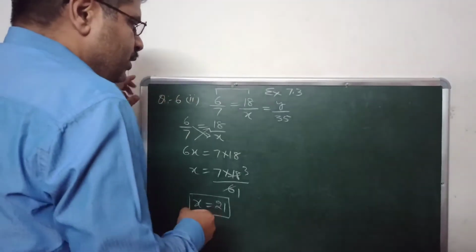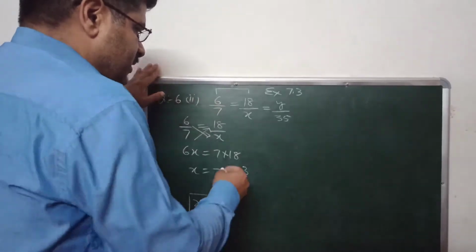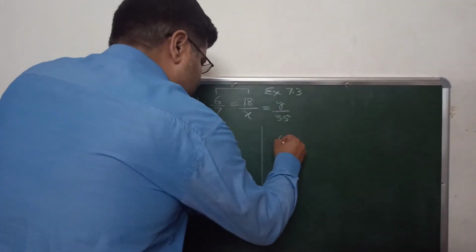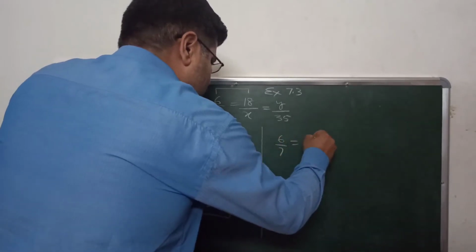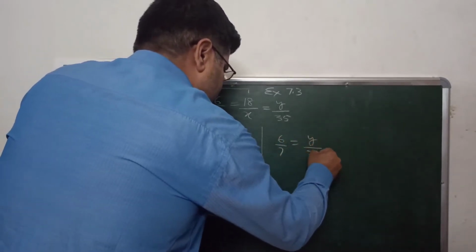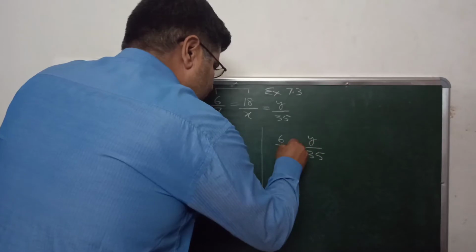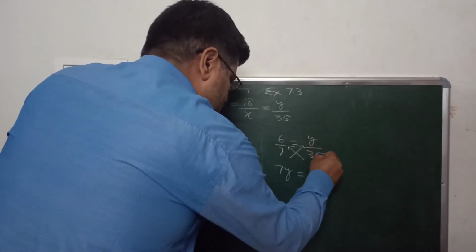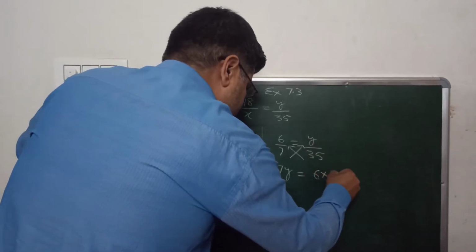Now what we will do? Now let us take first and third. That is 6 upon 7 is equal to y upon 35. Again we will cross multiply. 7 into y will give you 7y and 6 into 35 will be 6 into 35.